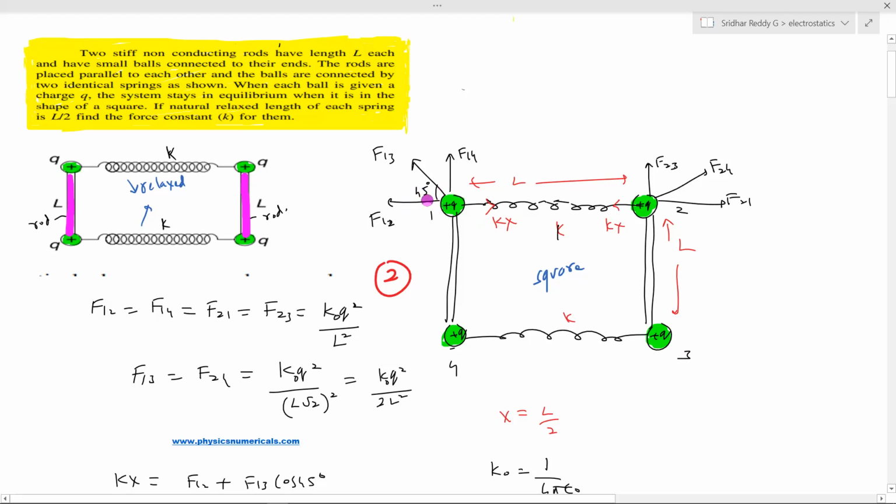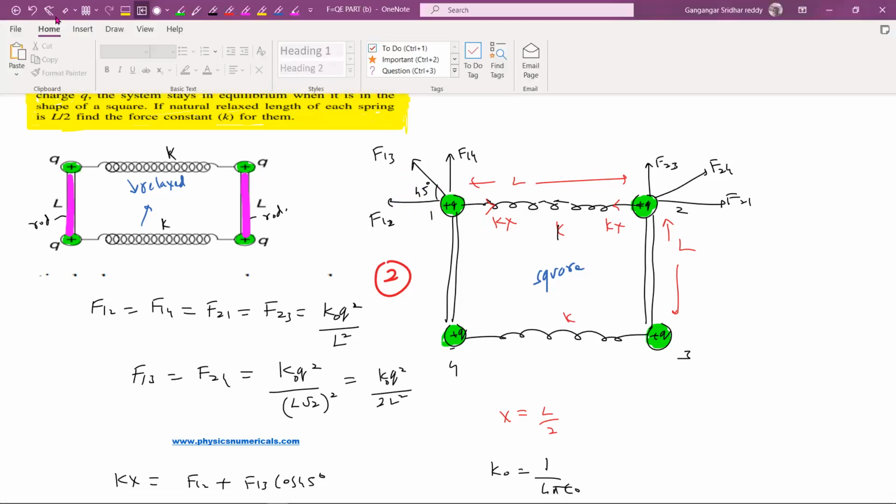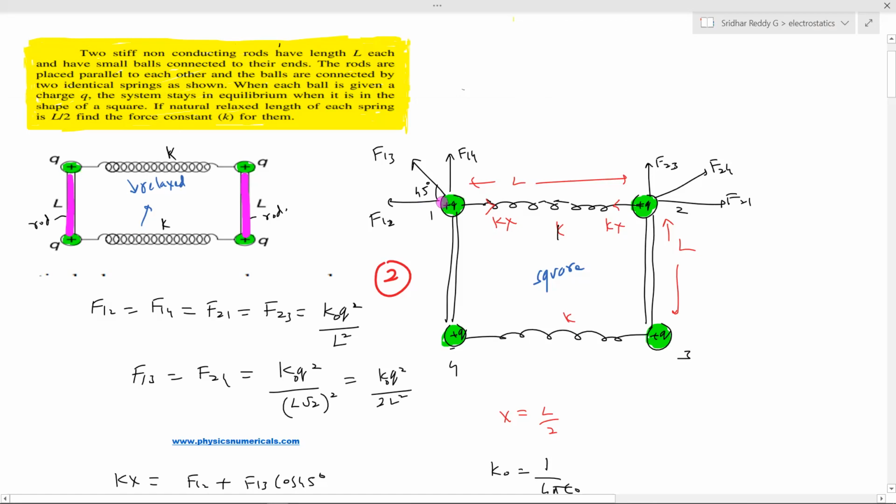Look at the electrostatic force. So this will be F12. Why F12? Because I give the charges numbers 1, 2, 3, 4. All of them are like charges. So F12 will be in this direction, a repulsive force. Similarly, F21 in this direction.